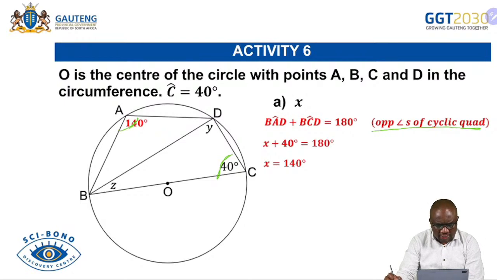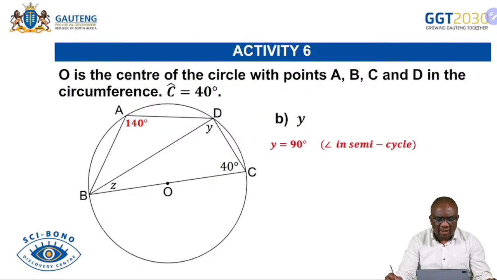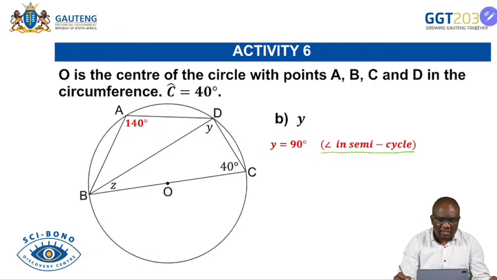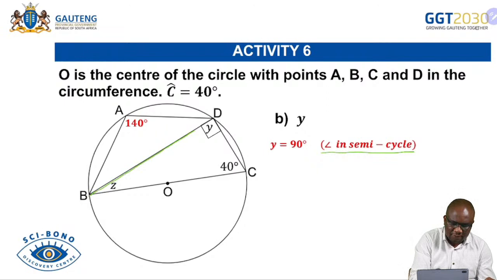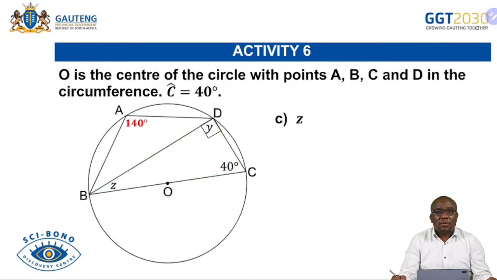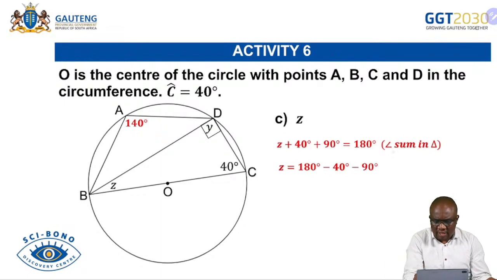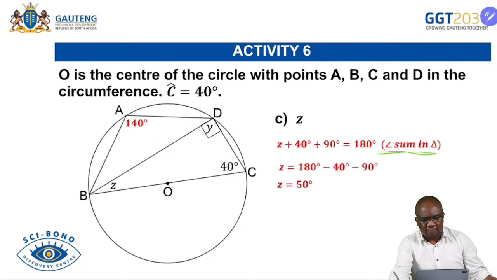And then let's find Y. What can you say about Y? Y is 90 degrees. Y, angle in the semicircle, angle subtended by diameter because BC is diameter. So this one is 90 degrees. And then angle Z is going to be easy now to find because this is a triangle. So angle Z is going to be 50 degrees because Z plus Y plus 40 must give us 180. Angle sum in a triangle. So Z is going to be 50 degrees.